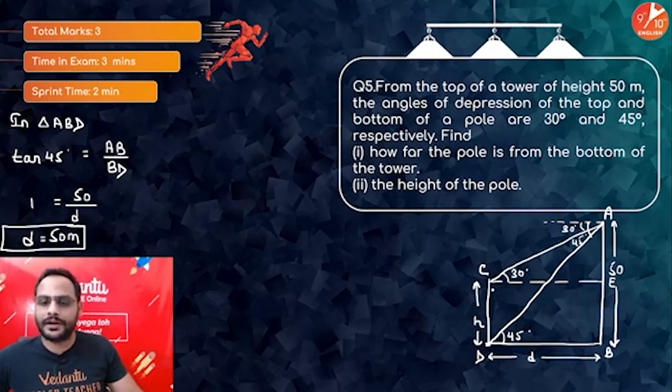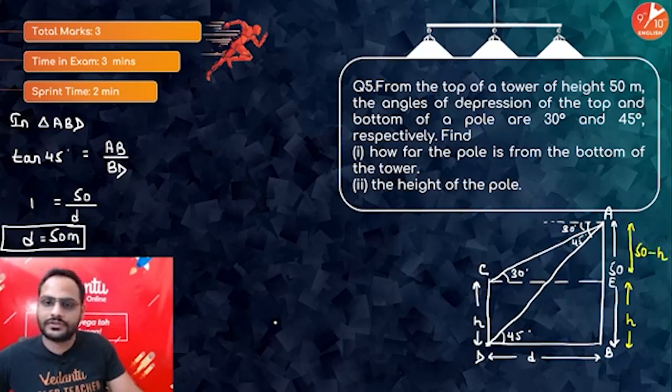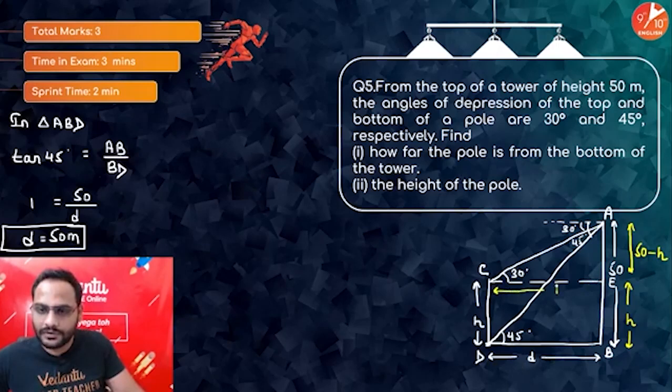Now you want to find out the length of CD. Understand one thing, that if CD is equal to small h, BE will also be equal to small h. It is forming a rectangle. So this remaining thing AE will be equal to 50 minus small h, and I know if BD is small d, this CE also will be equal to small d, which is again 50. So we have AE and CE.